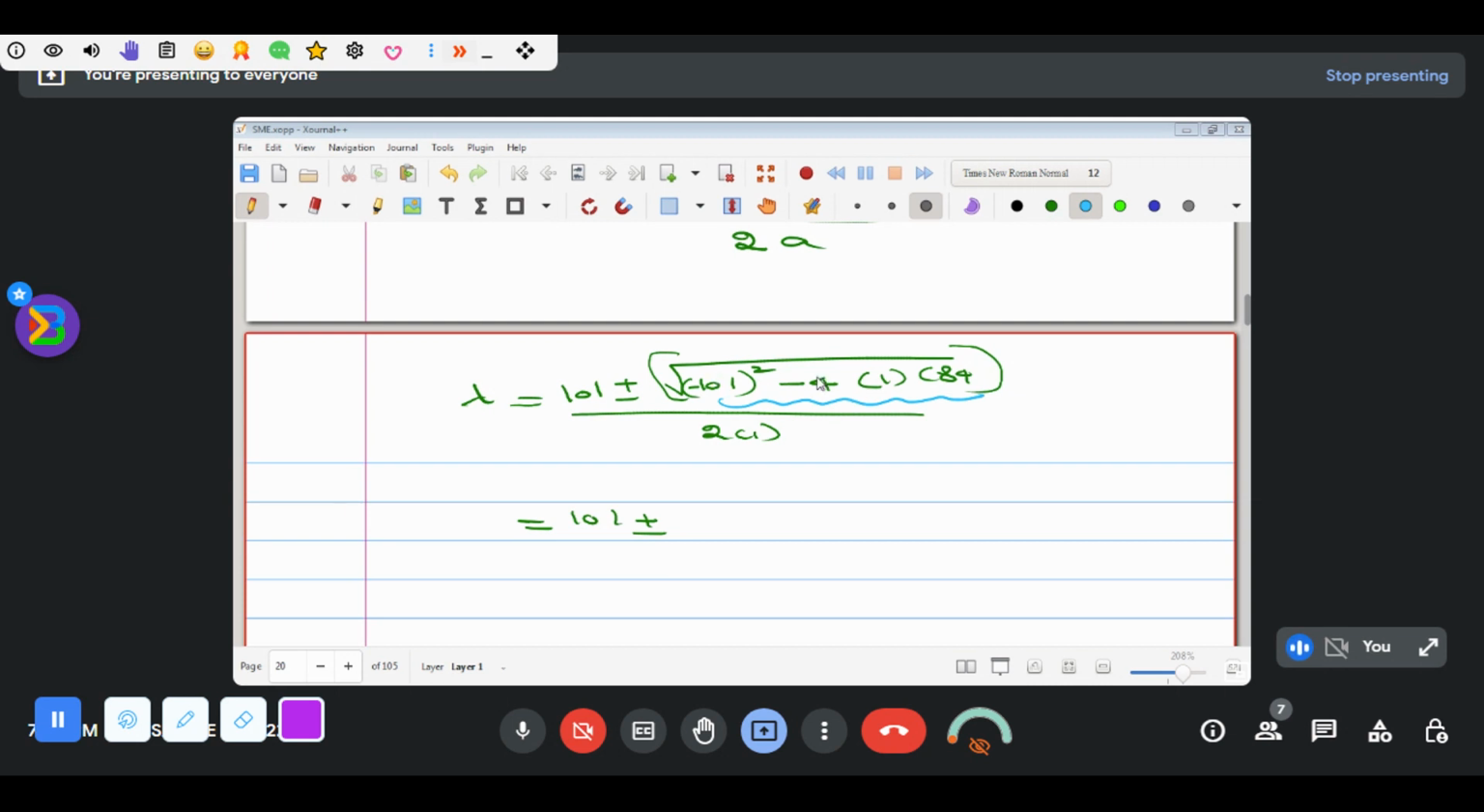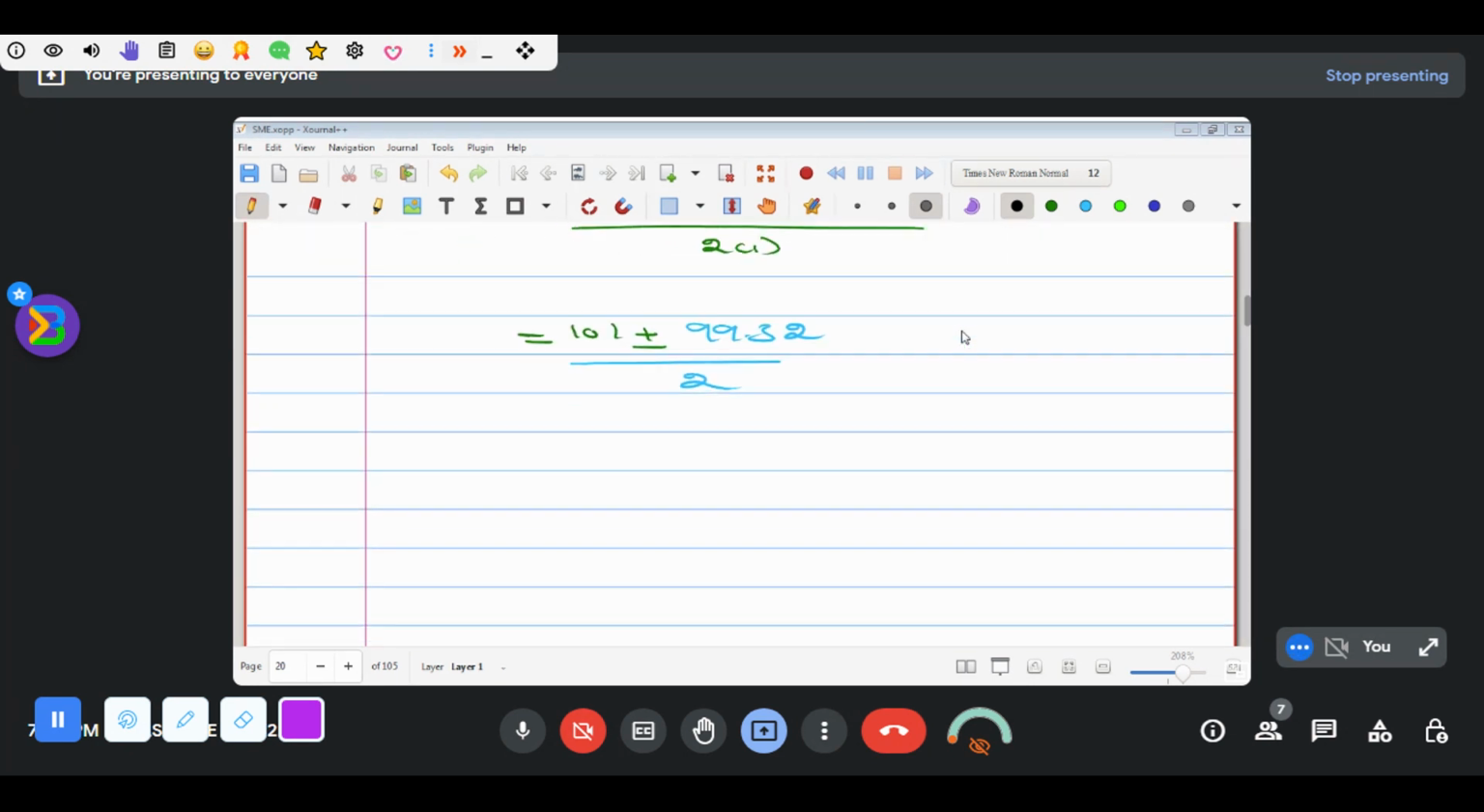So we complete this work and the result is 99.32. Please check that. Then the whole thing is divided by 2. This is your work. Plus or minus means you write plus separately and minus separately. Therefore lambda 1 equals 101 plus 99.32 divided by 2, and lambda 2 equals 101 minus 99.32 divided by 2.